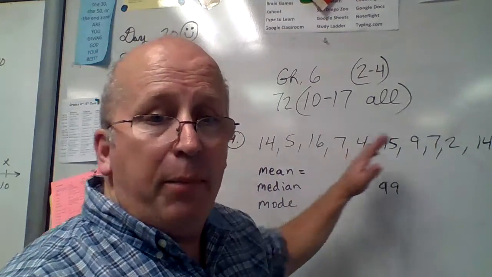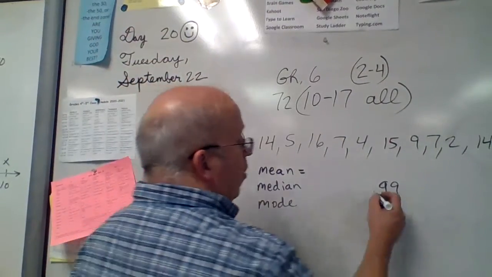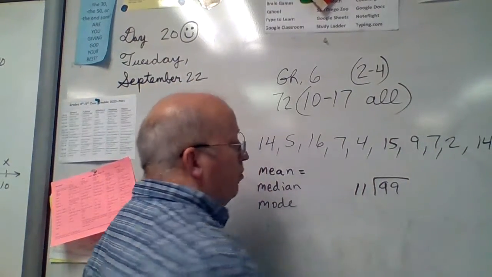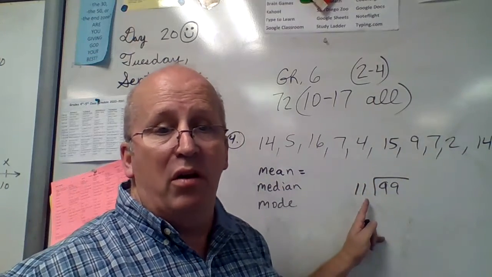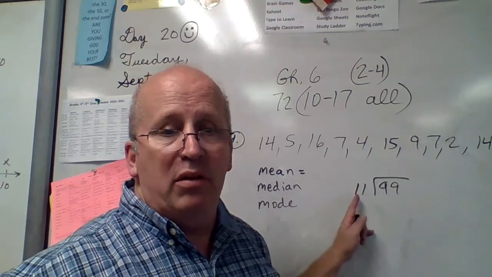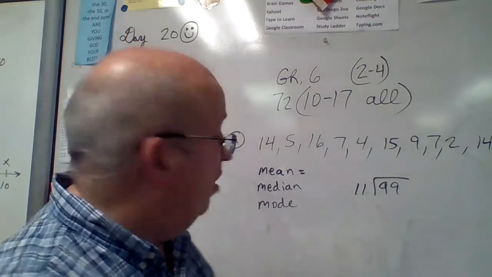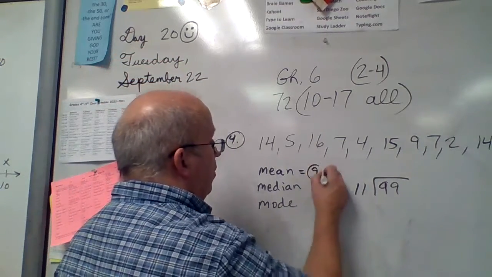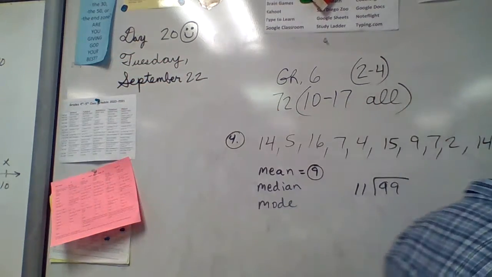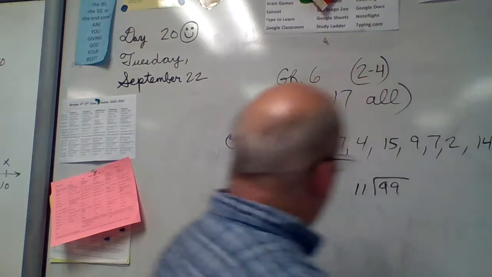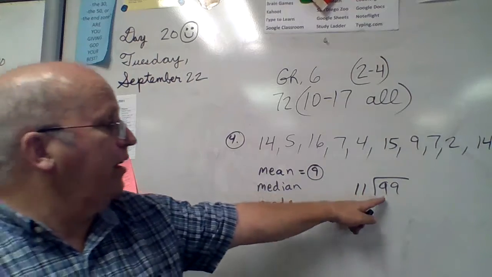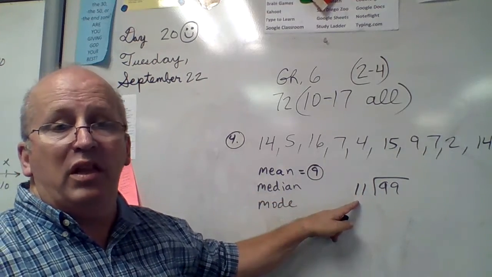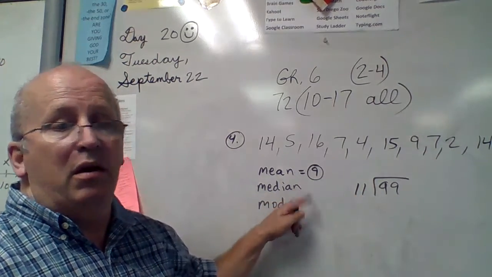So I added up all the numbers, and now I'm going to divide by the amount of numbers that exist in this set of data, which is 11. What's 99 divided by 11? 9. That's our mean. We're done. That's our first answer. The mean for number 4 is 9. I added up all the numbers, and I divided by the amount of numbers that were in the list, 11, and I got a mean of 9.